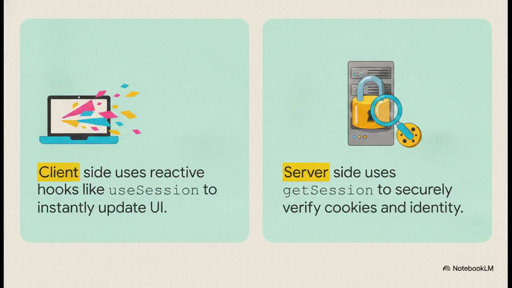So, when a user successfully logs in, they get a session. You can think of this as a digital keycard that lets them wander around your app without constantly being stopped and asked for a password at every single door. Now, what's really interesting about this is the difference between how you handle that on the front and back end. On the client side, up in the browser, Better Auth gives you these awesome reactive hooks like use session.